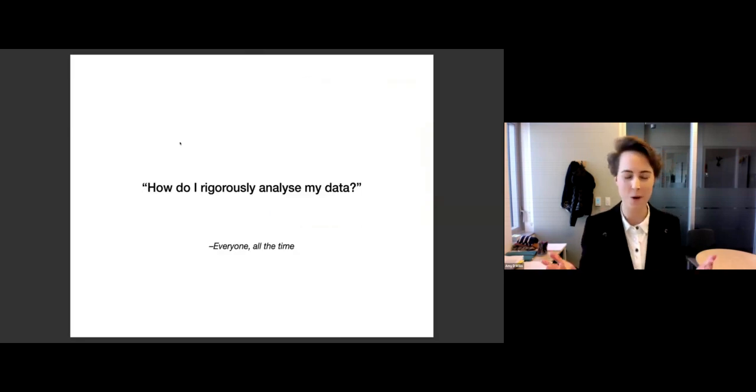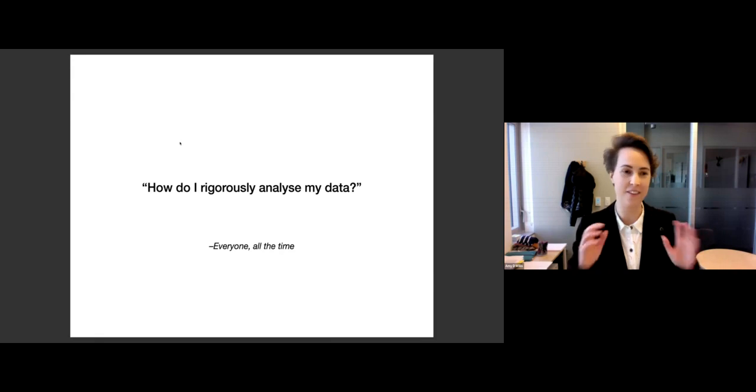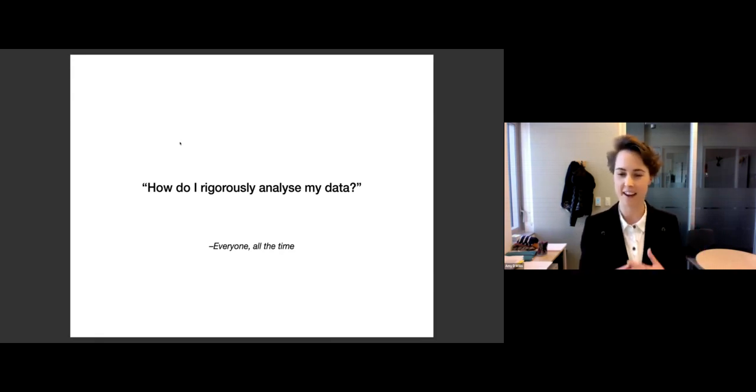So most of the work that my research group does seeks to analyze this question, which we get from everyone all the time. It's how do I rigorously analyze my data? So you've gone to all this trouble to design an experiment, to maybe recruit participants or find a field site, to collect your samples, to extract your DNA, to go through sequencing, to perform bioinformatics, and you end up with this rich data set that's taken you months and maybe years or maybe decades even to collect. And you want to know how to do the absolute best that you possibly can to learn what your data is telling you about microbial ecology.